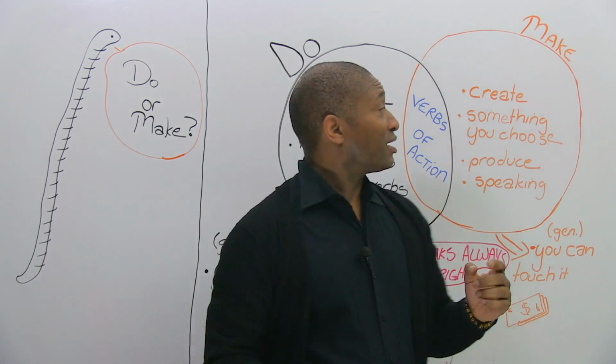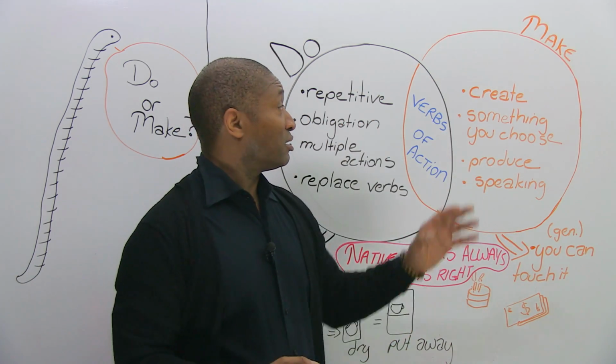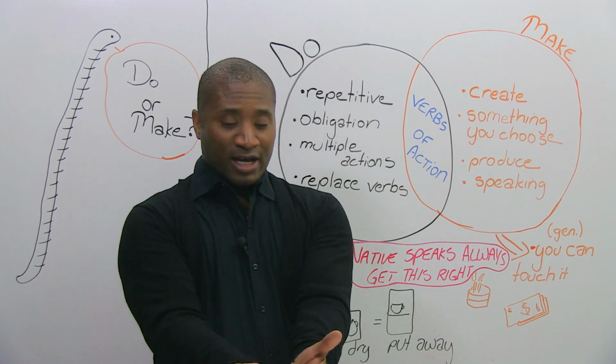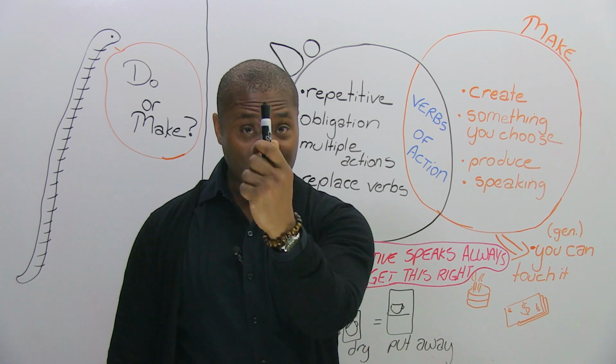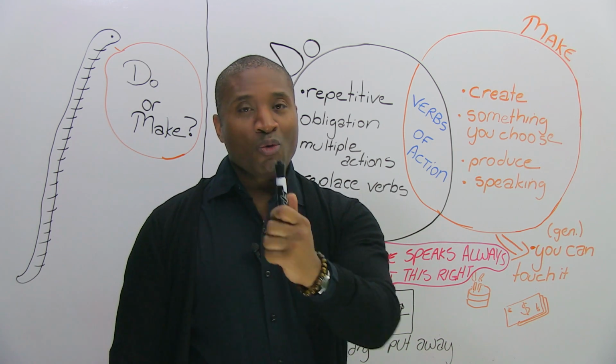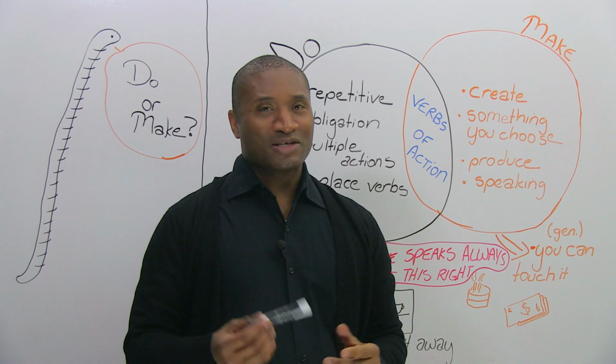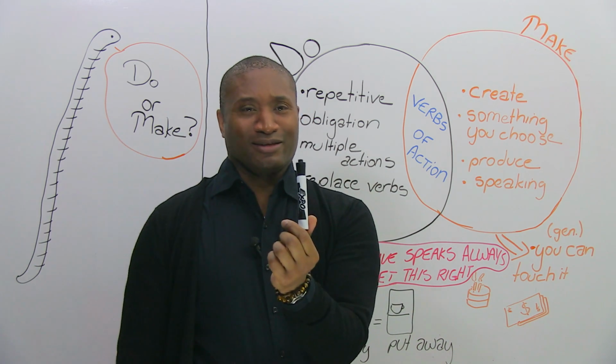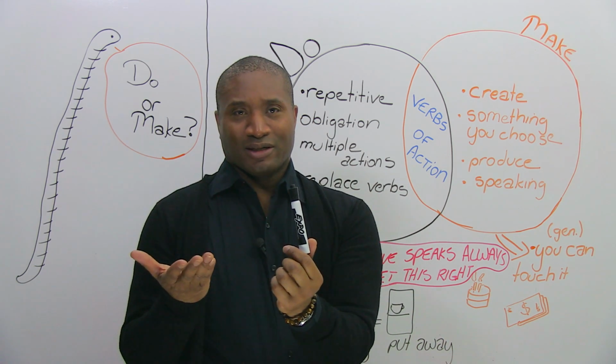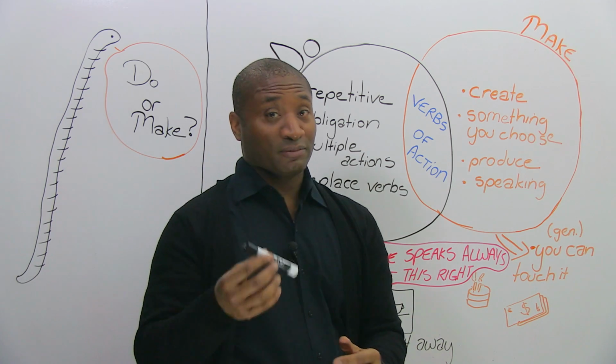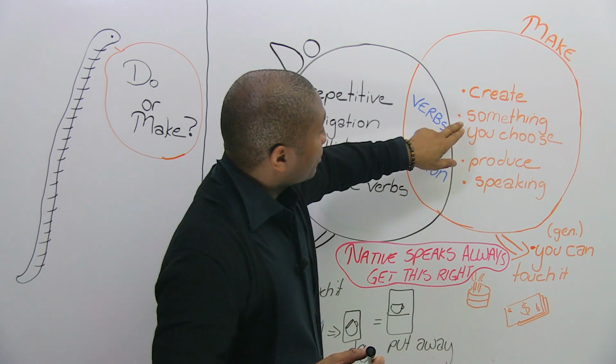And why am I bringing that back up? Because with make, it's almost the opposite. When you create something, it's in your hand. I can touch it, like this pen. I made this pen, you can see it. If you said, do you do this pen? It doesn't make sense to me. I'm like, it's in my hand, man. I made it, it's done, right? How do you make a pen? That's different, right?